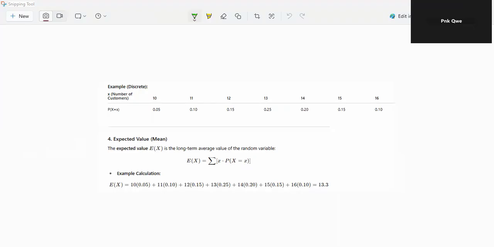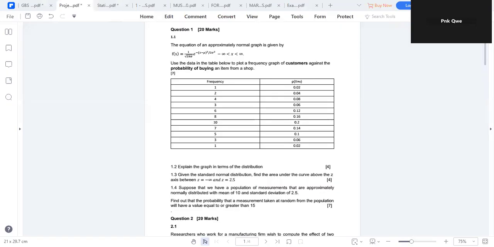Okay, so now we go to question number 1, which is under the normal distribution. Question number 1 is here. We have been given a frequency distribution there, with frequencies, and we are asked to calculate.